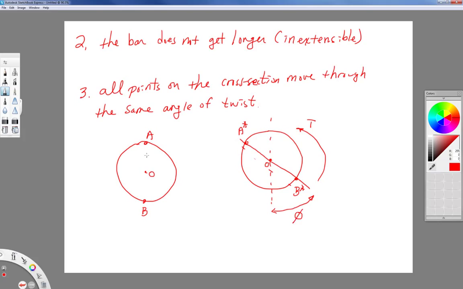So any point that lies from A to B still moves on that line from A star to B star. All of those points move through the same angle of twist. And this not only holds for this one line that I drew in here, but it holds for any line that you can imagine passing through the center of this cross-section.